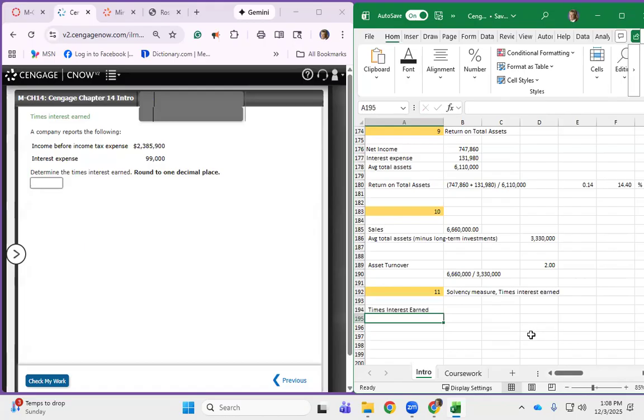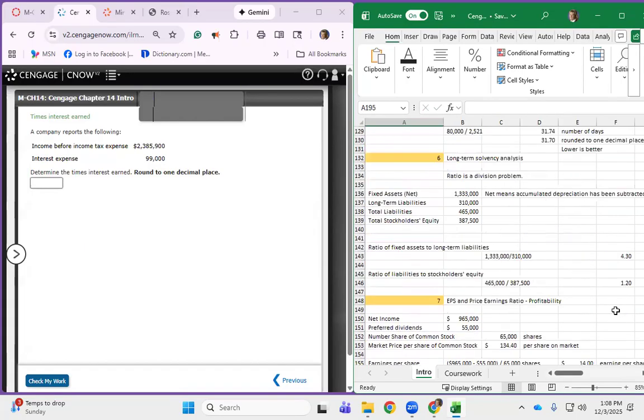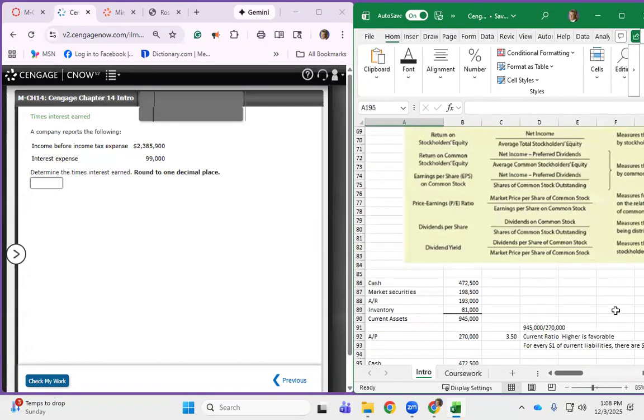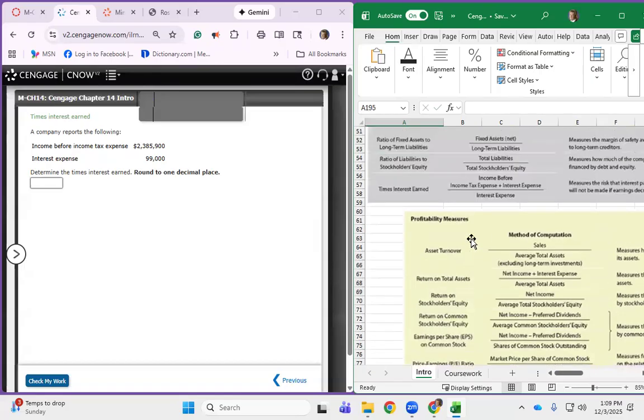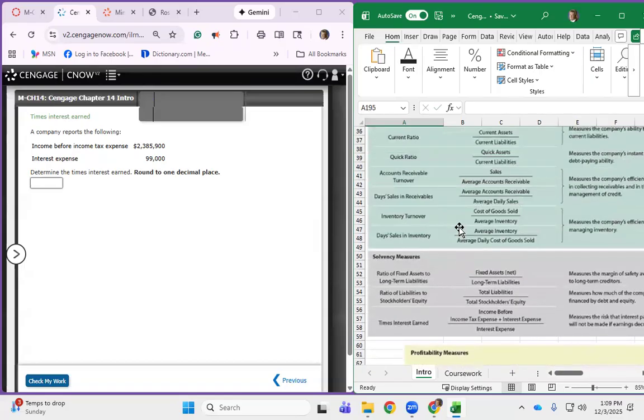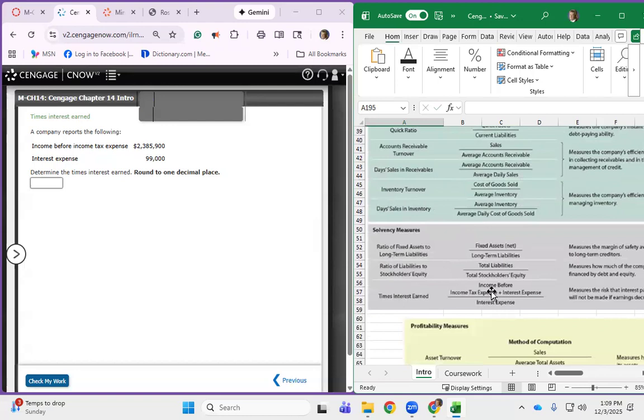Okay, so if we go up here and look, this is under solvency. You would think this would be profitability because it's using income, but it's not. It's considered a solvency measure. Remember, solvency is how well you can pay your long-term debt and interest.